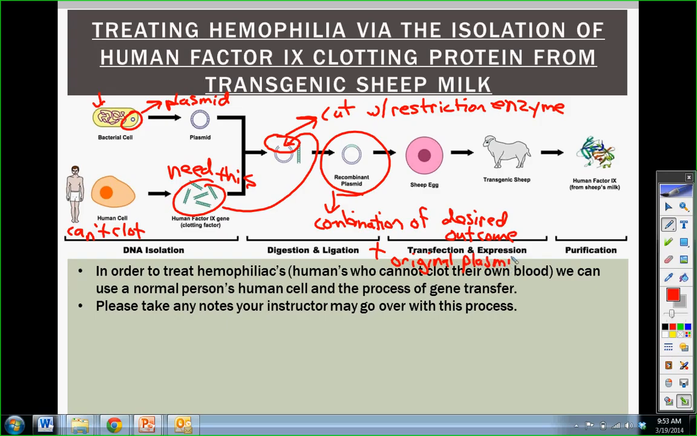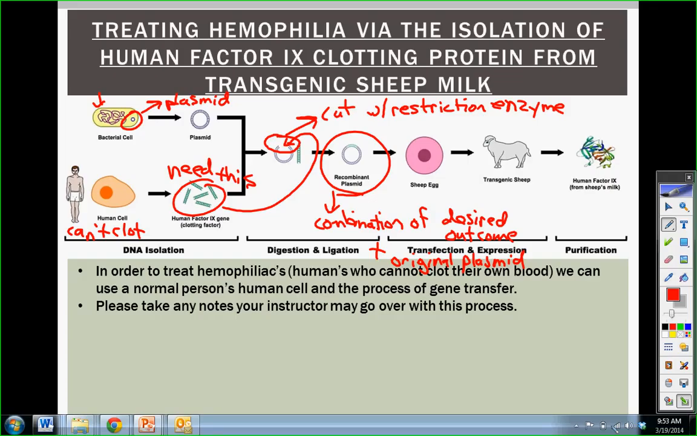Okay. There you go. Then we have a sheep egg. So what do you think we're going to do with the sheep egg? I'm going to show you one actually done under a microscope. We're going to take this recombinant DNA and insert it into the sheep egg. We have a transgenic sheep.